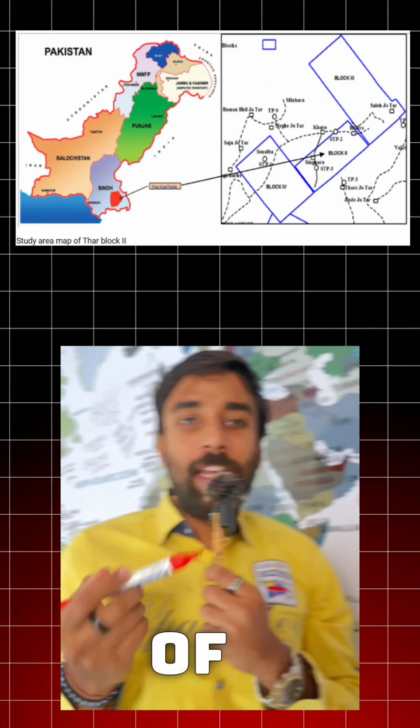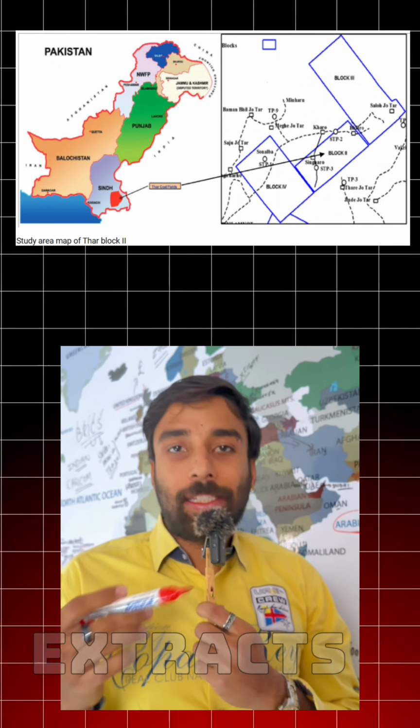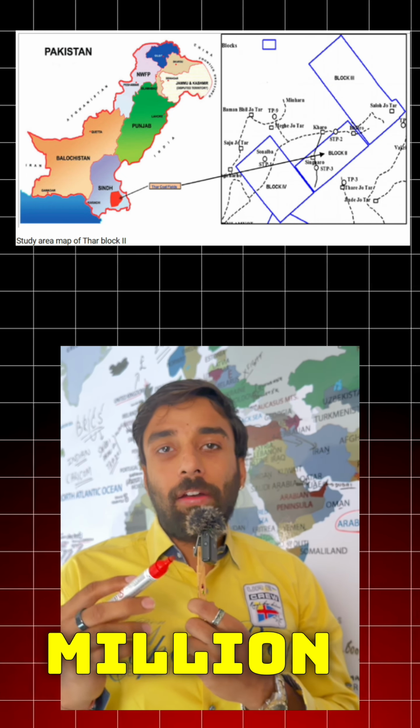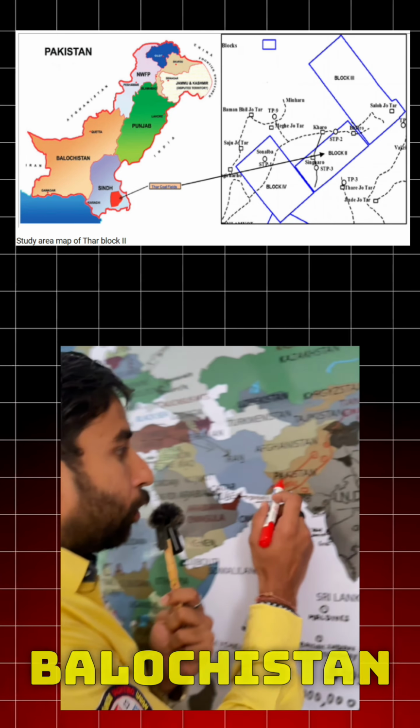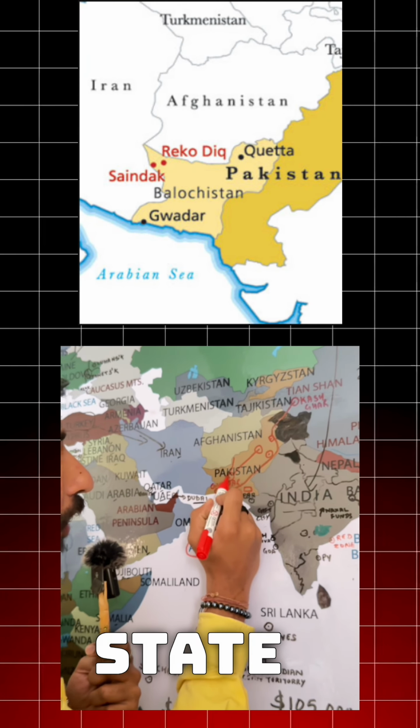And almost all of these blocks produce or extract 8 million tons of lignite coal every year. Then comes the rich state of Balochistan, which is asking for independence from Pakistan. It is this whole state.